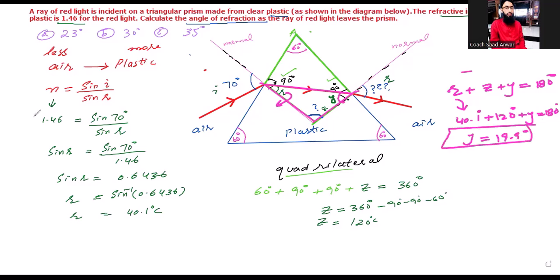So guys, it means this y is now the angle of incidence for this ray. So this is the angle of incidence. But here you can see light is entering from the denser medium to the less dense medium, to air, from plastic to air. And the formula is n equals sine r over sine i.